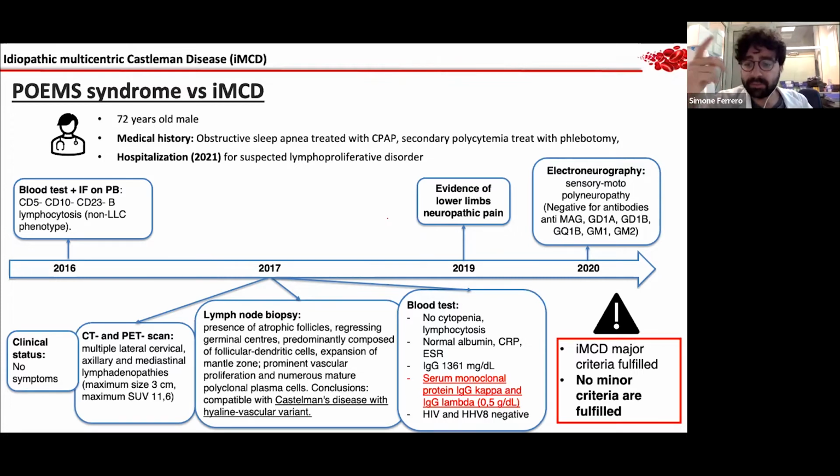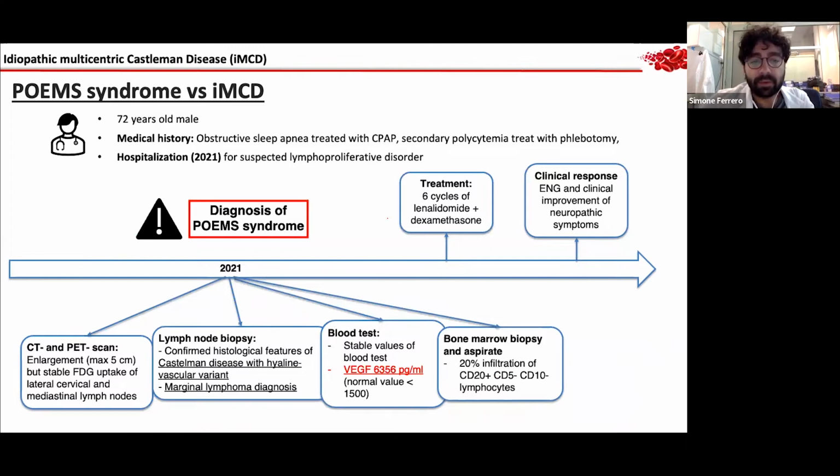And so, if we remind the IMCD diagnostic criteria, only the major criteria were fulfilled, so the histological and the presence of lymphadenopathies, but no minor criteria are fulfilled. Moreover, there is a serum monoclonal protein and polyneuropathy. So, only in the last year, in 2021, we made a diagnosis of POEMS syndrome that was confirmed also by the dosage of VEGF that was abnormal. It is one of the minor criteria for the diagnosis of POEMS. So the patient was treated with 6 cycles of lenalidomide plus dexamethasone and obtained a very good clinical response. And so he did not receive therapy against Castleman disease because it was a POEMS.